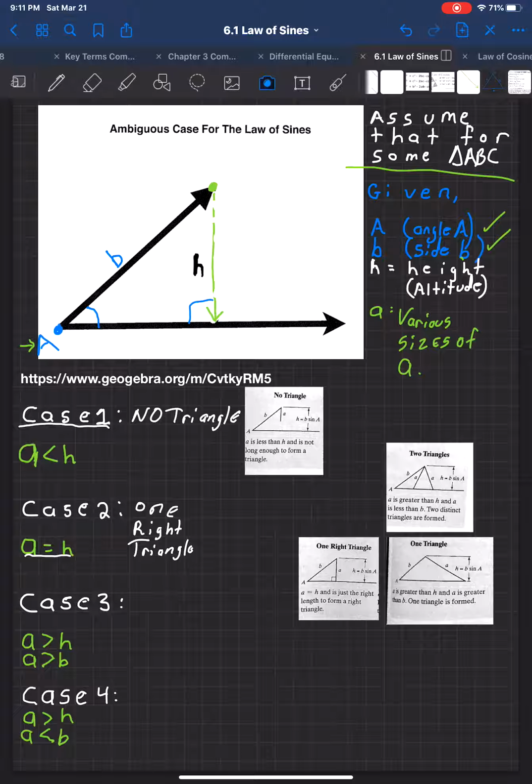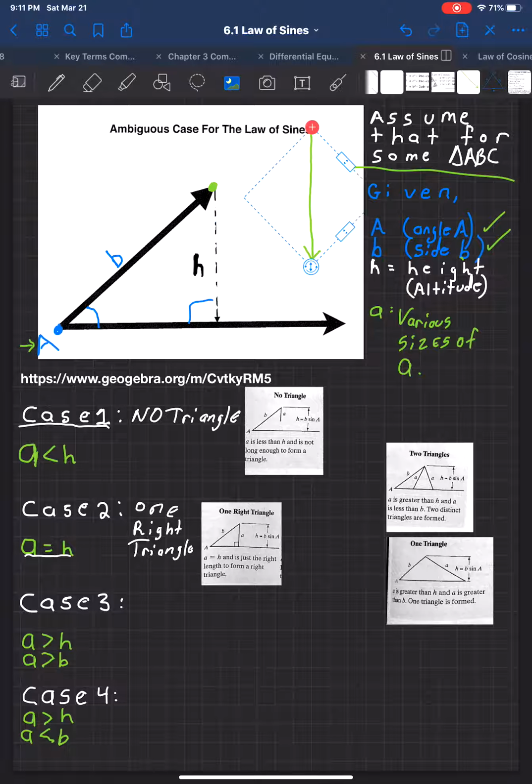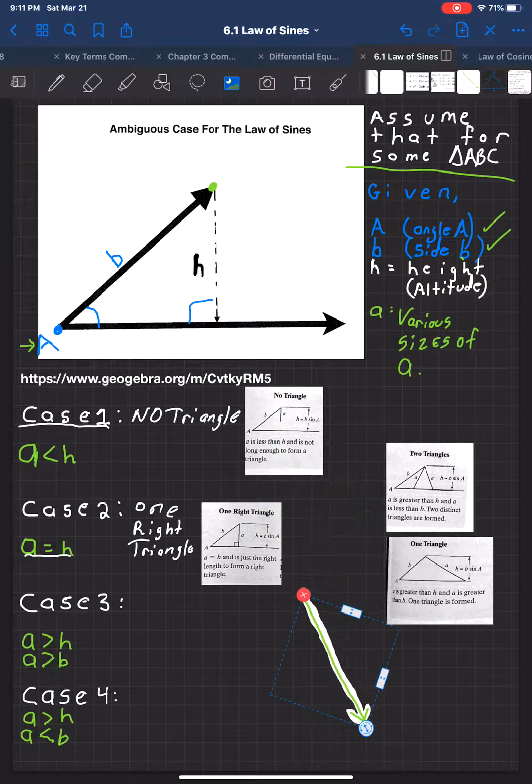Right, and this is exactly what I'm showing you in this little cutout here. So when A is equal to h, you have one triangle, and that one triangle is indeed a right triangle. All right, well, let's get back to what I was saying. I'm going to bring this guy down here for just a second.